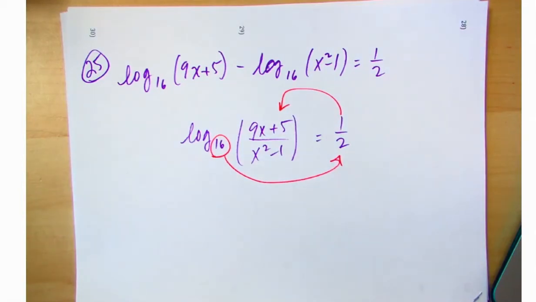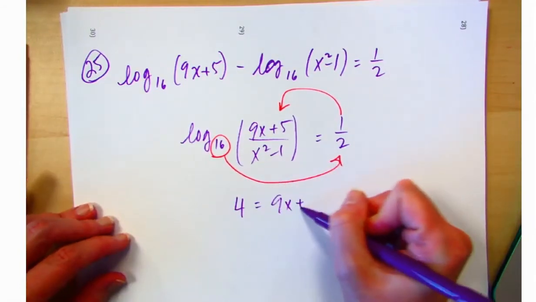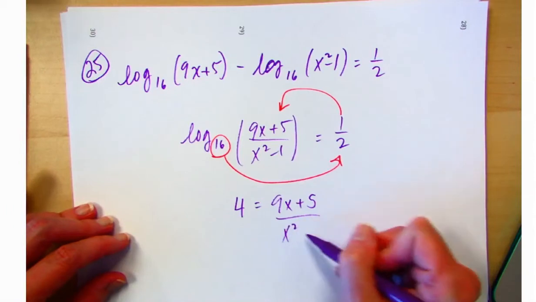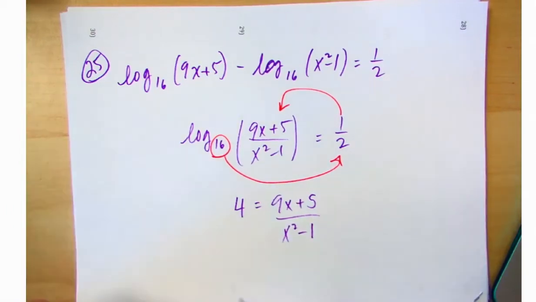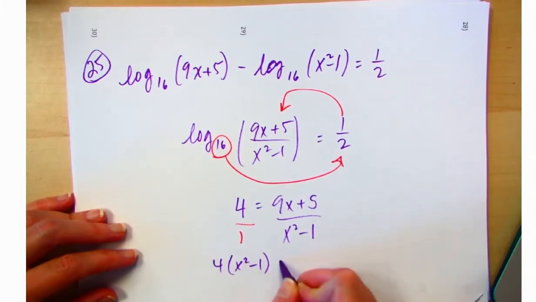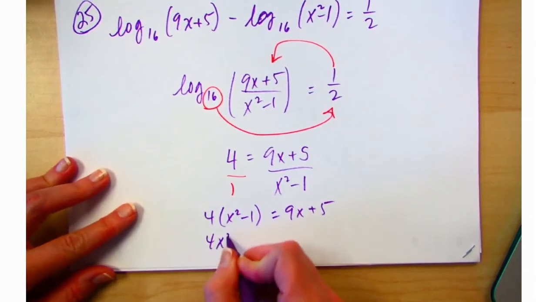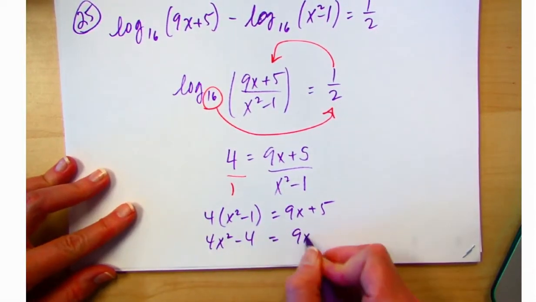What is the 1/2 power? It's a square root. The square root of 16 is 4. So 4 equals 9x plus 5 over x squared minus 1. And I see right away that I should set two fractions equal to each other, which I'm now going to cross multiply. So from there, 4x squared minus 4 equals 9x plus 5.